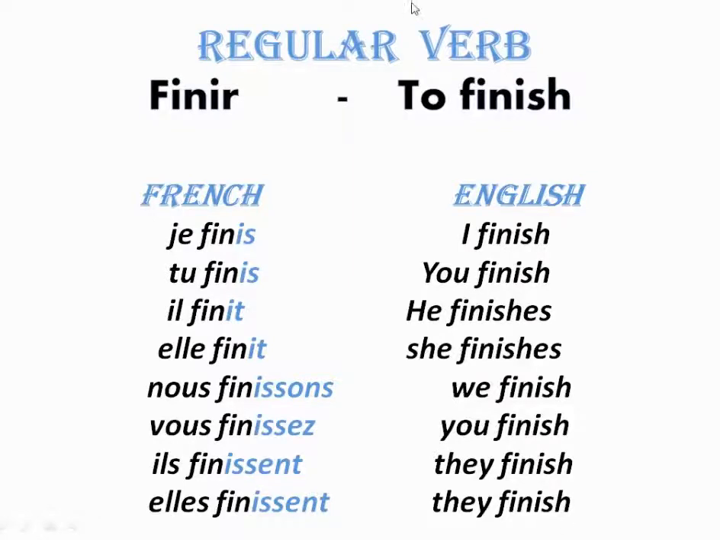So here you can see that ir is removed and then we are left with the stem fin. And then we'll write the stem with all the subject pronouns and then we will add the endings that are applied with all the ir verbs, or all the ir regular verbs.